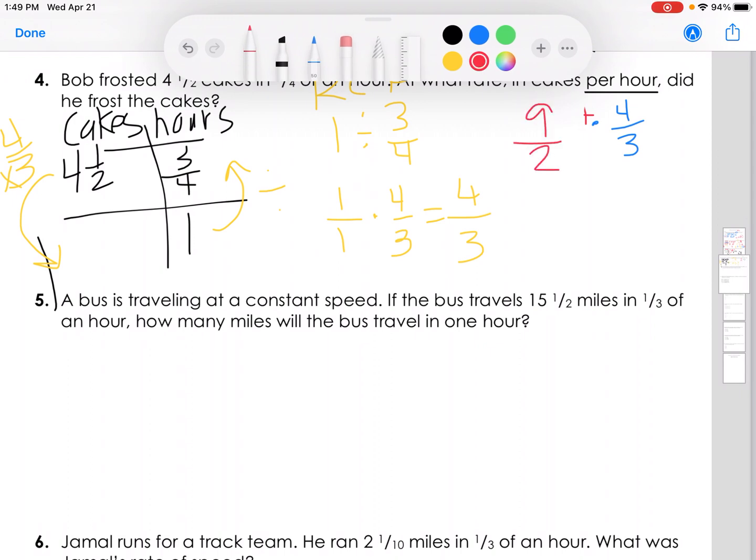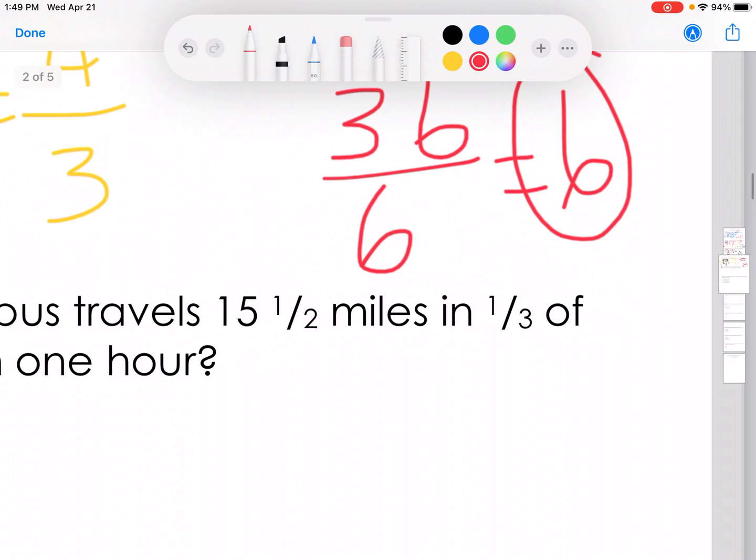Then I'm going to multiply straight across. So 9 times 4 is 36, 2 times 3 is 6, and I have to think, okay, how many times does 6 go into 36? 6 times. So I can make 6 cakes in 1 hour. So if I was going to write that out, I can make 6 cakes in 1 hour.